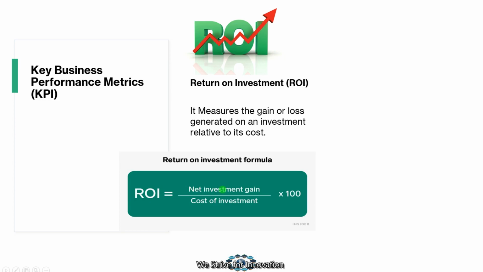Let's say you have an investment of $1 million, the cost of investment, and then you gain $10 million, but you deduct from that $10 million all the other extras, like the taxes, whatever other loans, interest, and come up only with the net investment gain, whatever you gain as a net, that you don't need to pay anybody anymore out of it. That's then divided by the cost of investment, multiplied by 100, and then you get to that point.